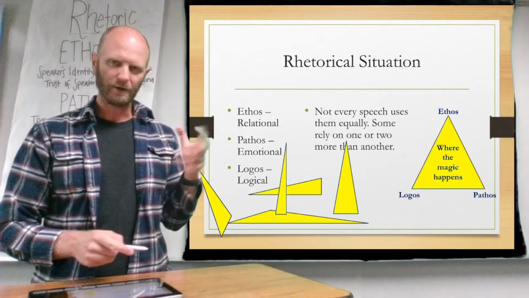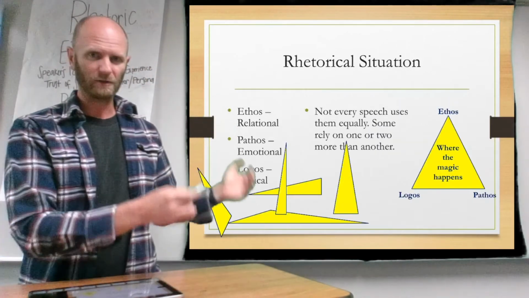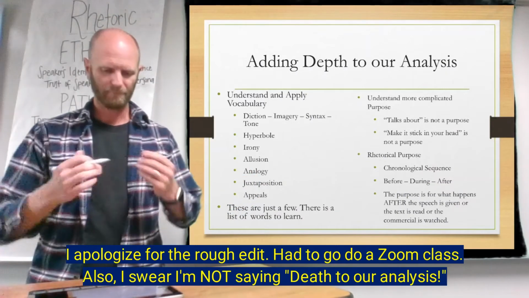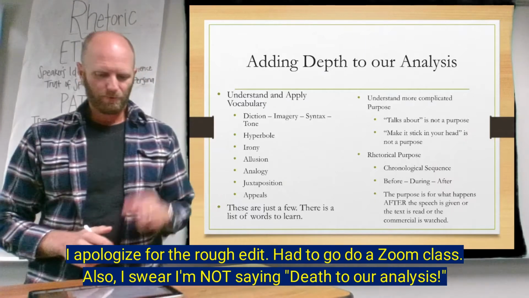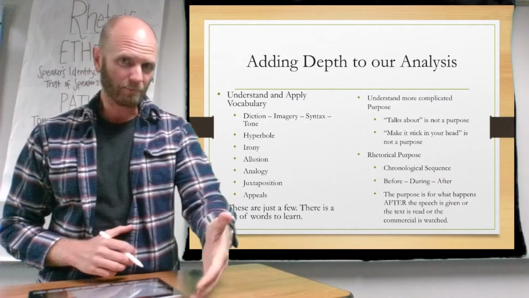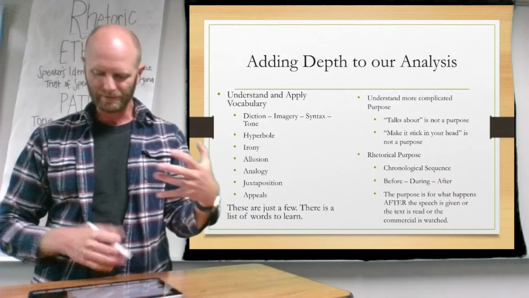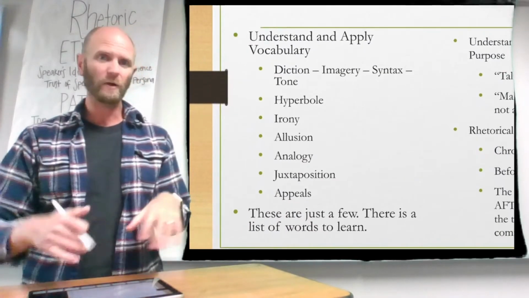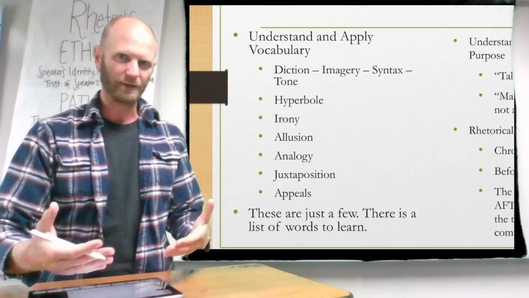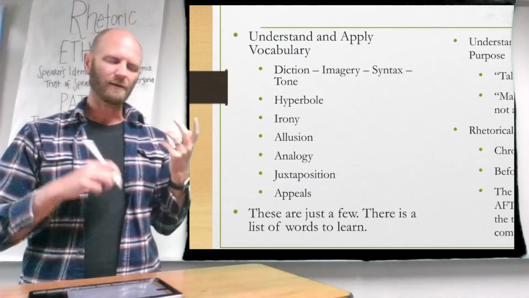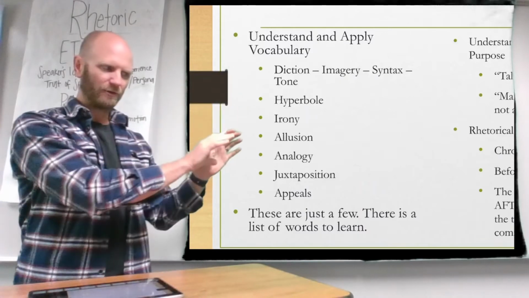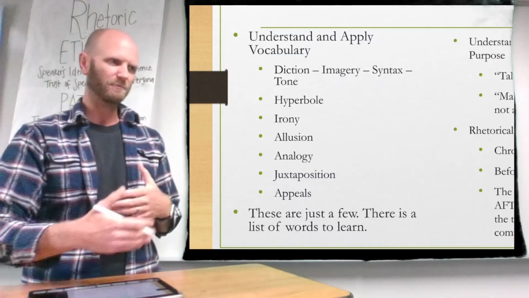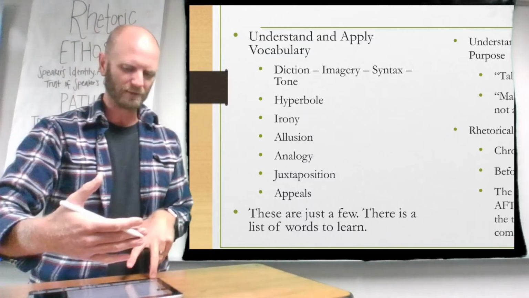As we go, we start from just looking at simple things like ethos, pathos, and logos, and this is where we start to add more depth to our analysis. As we get more complicated in our analysis and look at different ideas, there are more words that we're going to be able to incorporate and connect to as we analyze. So things like diction, imagery, syntax, tone that aren't necessarily ethos, pathos, and logos on their own, but help work towards an emotional response, establishing identity, getting across a message.